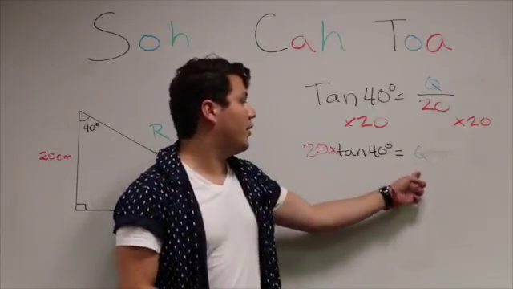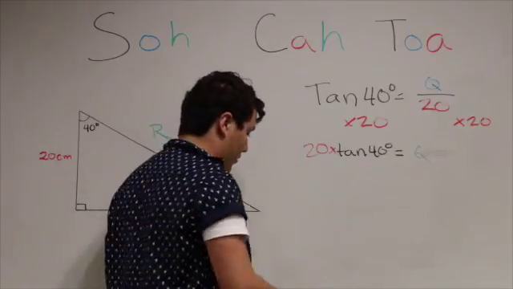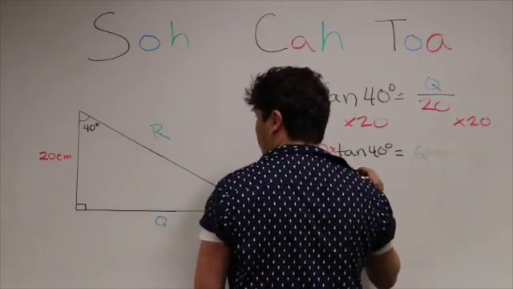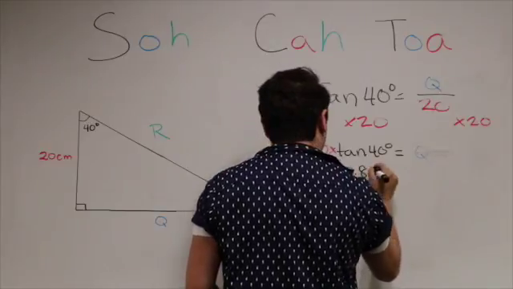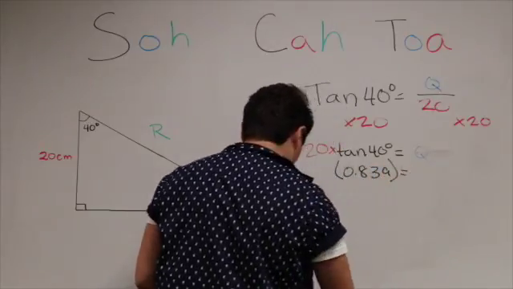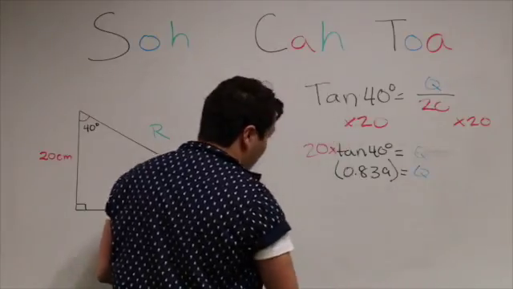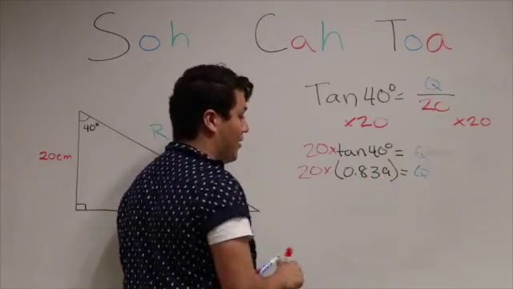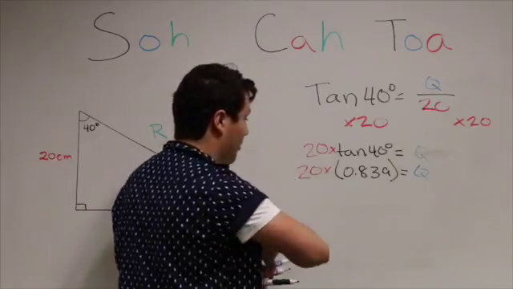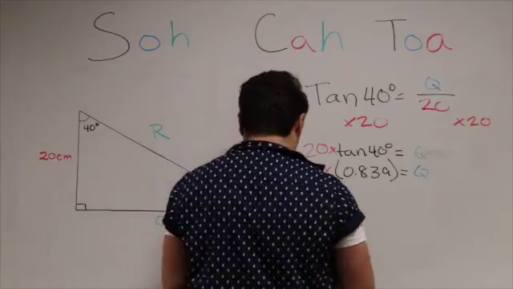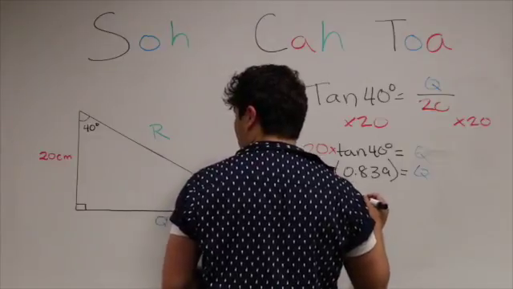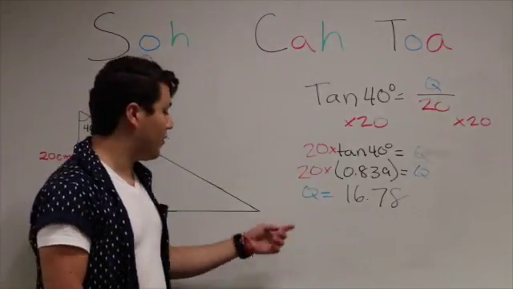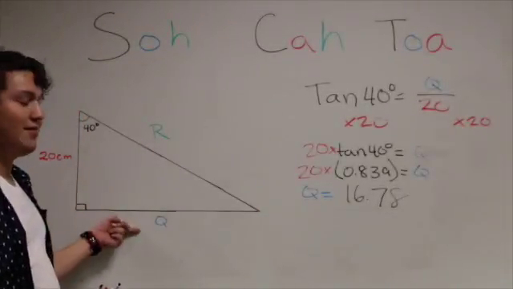So we have q is equal to 20 times tangent of 40. Now let's look at what tangent of 40 is using our calculator. We get 0.839. So we know q is equal to 20 times 0.839. So let's simplify that. Q is equal to 16.78. And there we have it. We have Q, which is our opposite.